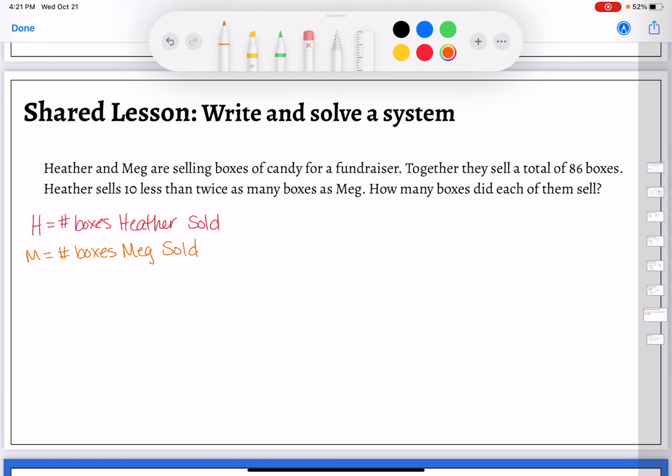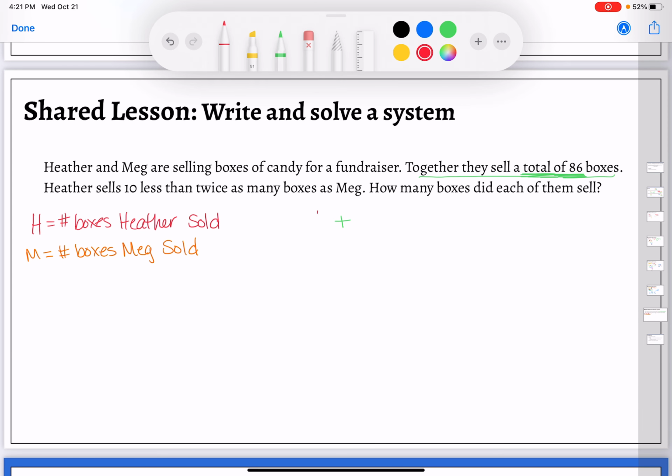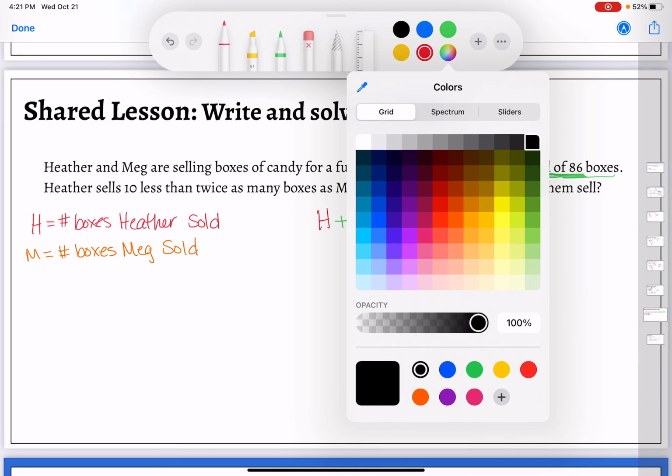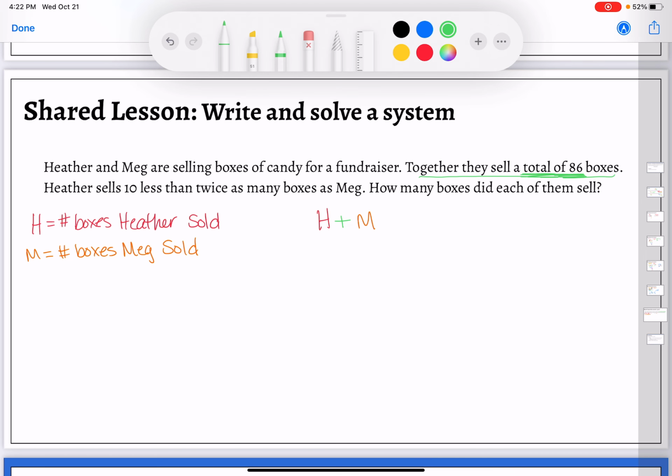Now I'm going to go through my problem and find the sentences that will help me write some equations. Remember, I have two variables, so I have to write two equations. Here it says, together they sell a total of 86 boxes. Total means I need to add the number that Heather sold to the number that Meg sold, and it's going to equal 86. So H plus M equals 86.